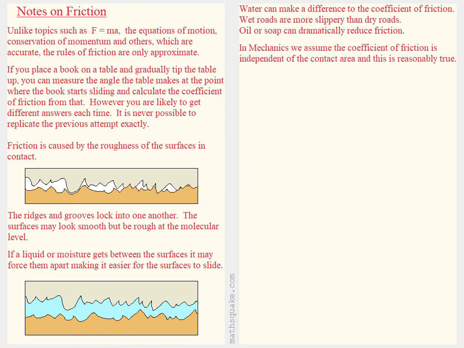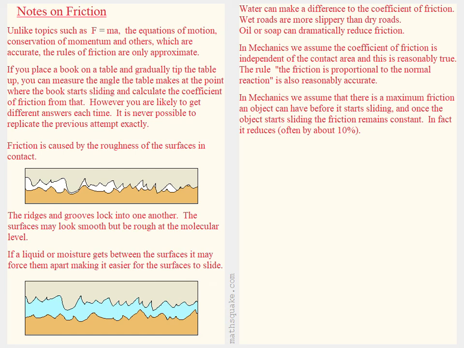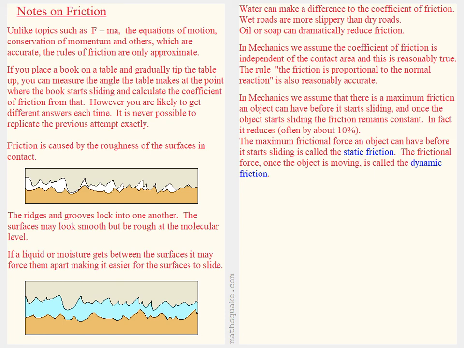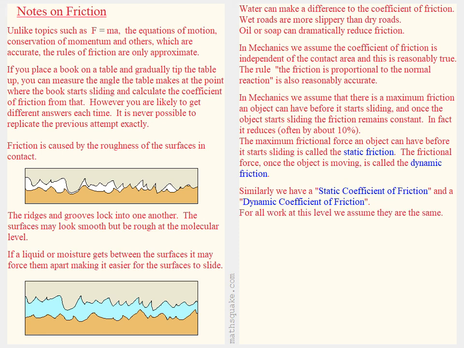In mechanics, we assume the coefficient of friction is independent of the contact area, and this is reasonably true. The rule that friction is proportional to the normal reaction is also reasonably accurate. In mechanics, we assume that there's a maximum friction an object can have before it starts sliding, and once the object starts sliding, the friction remains constant. In fact, it reduces, often by about 10%. The maximum frictional force an object can have before it starts sliding is called static friction. The frictional force, once the object is moving, is called dynamic friction. Similarly, we have a static coefficient of friction and a dynamic coefficient of friction. For all work at this level, we assume these two are the same.